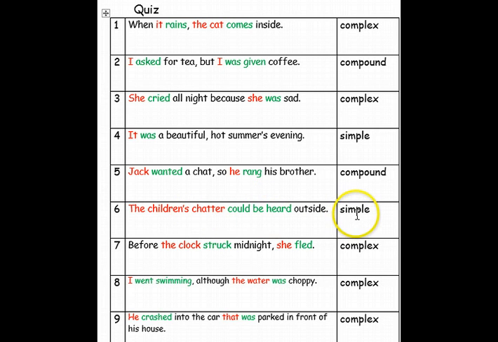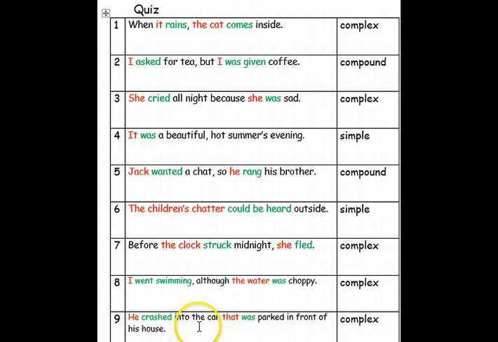it's a simple sentence. Question 7, before the clock struck midnight is a dependent clause or subordinate clause. It doesn't make sense, however there is a subject and verb. She fled, there's your subject and verb, and this bit does make sense, that's the main clause, therefore it's a complex sentence. Question 8, I went swimming, although the water was choppy. I is the subject, went swimming is your verb, and the dependent clause is although the water is the subject, was is the verb. This is your complex sentence.